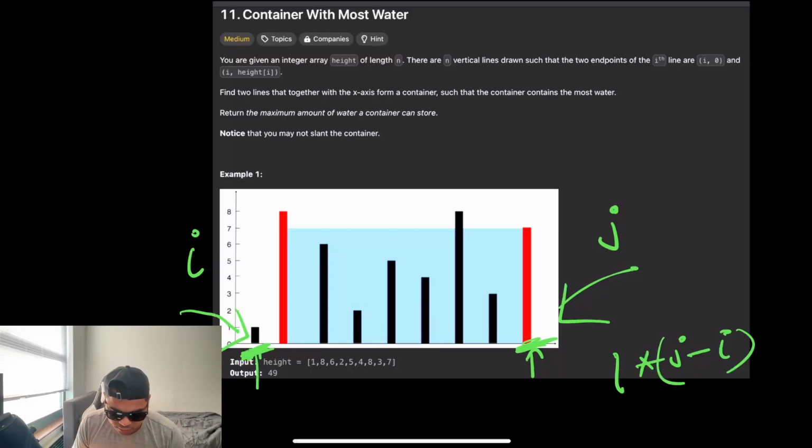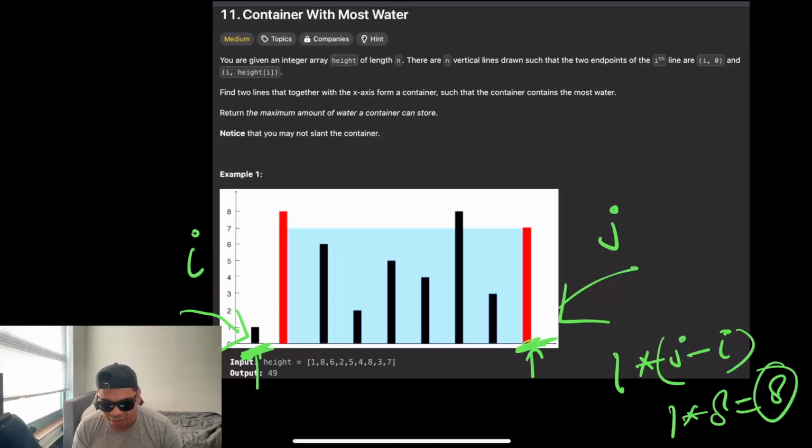8 minus 0 is basically 8. 1 into 8 is 8. That's the maximum water that we contain right now. But I'm sure we can contain more water, right? Like if we choose different values. Or less water, I don't know. So what I'll do is keep the biggest value, and I will move forward i in order to find a bigger line, right?